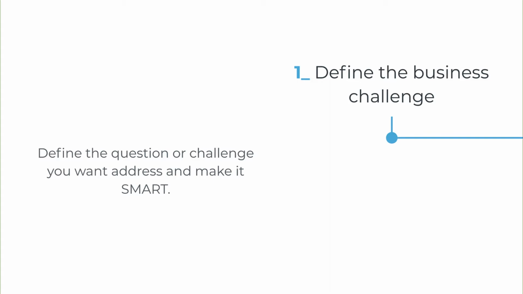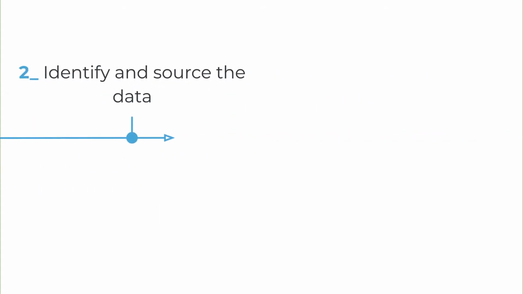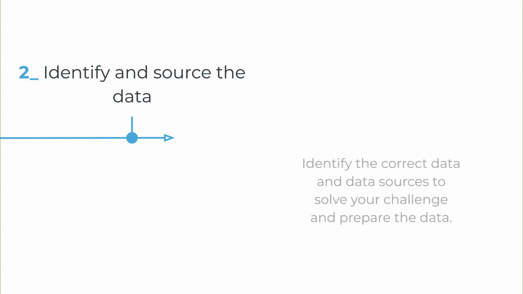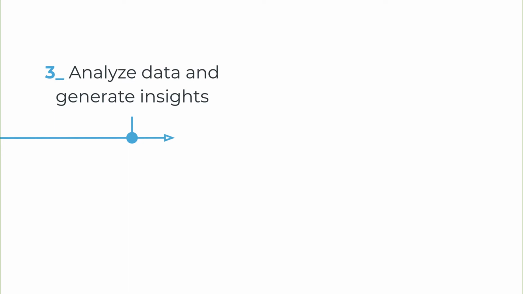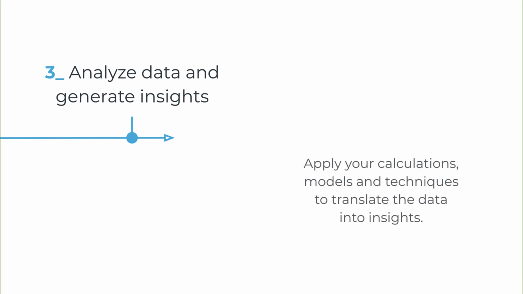Second step then is to identify and source the data. So to identify the correct data you need to solve the business question, identify the correct sources to get the data from, and prepare the data in the sense of cleaning the data, formatting the data, and so on. Third step is then what people usually refer to when they talk about data analysis. So it's analyzing the data and generating insights, and you do that through applying your calculations, your models, your techniques to translate that data into insights.